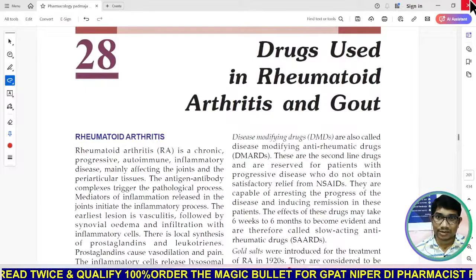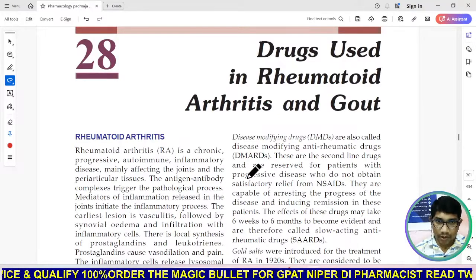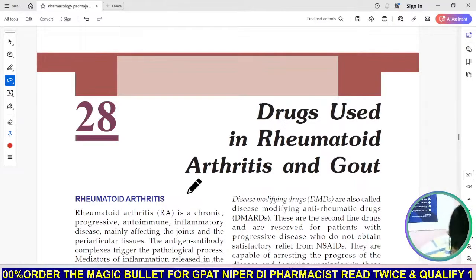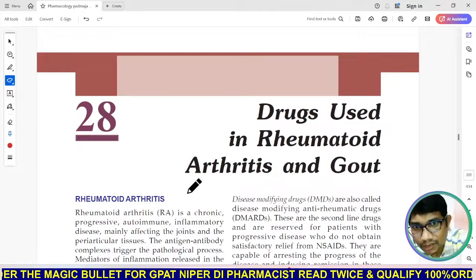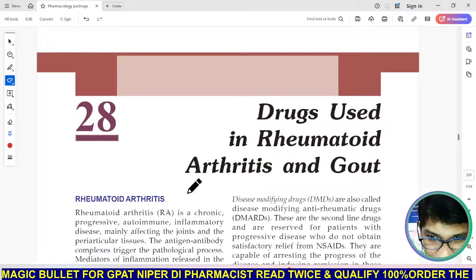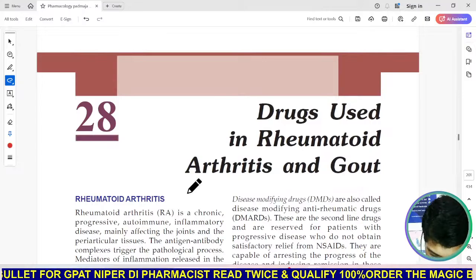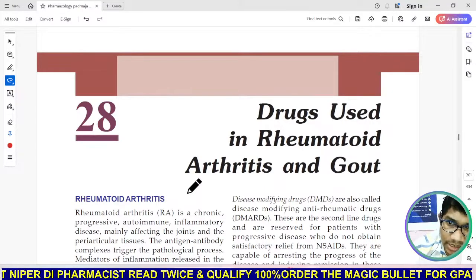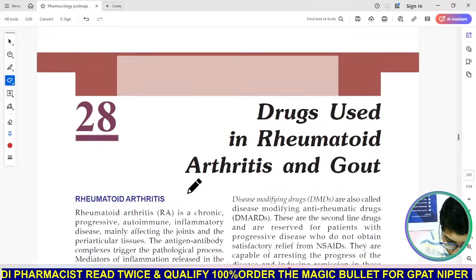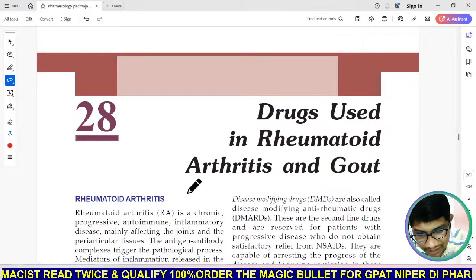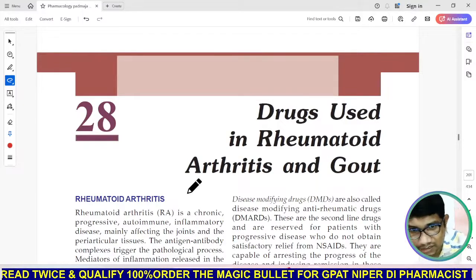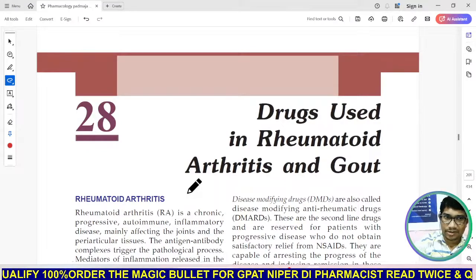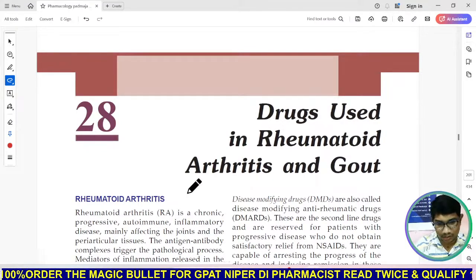So I hope everybody has understood. We'll see the remaining points tomorrow: the drugs used in the treatment of rheumatoid arthritis and gout. We'll also try to complete the medicinal chemistry tomorrow itself. After gout and arthritis, we'll discuss the medicinal chemistry of all the chapters we have covered so far.